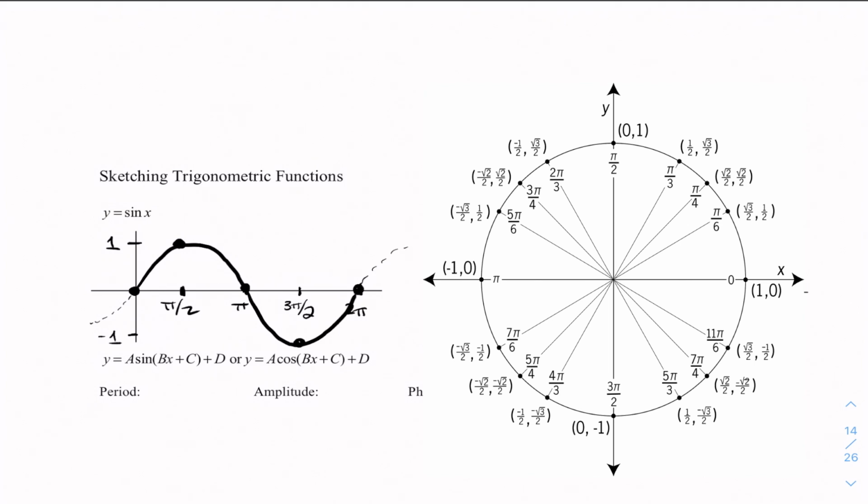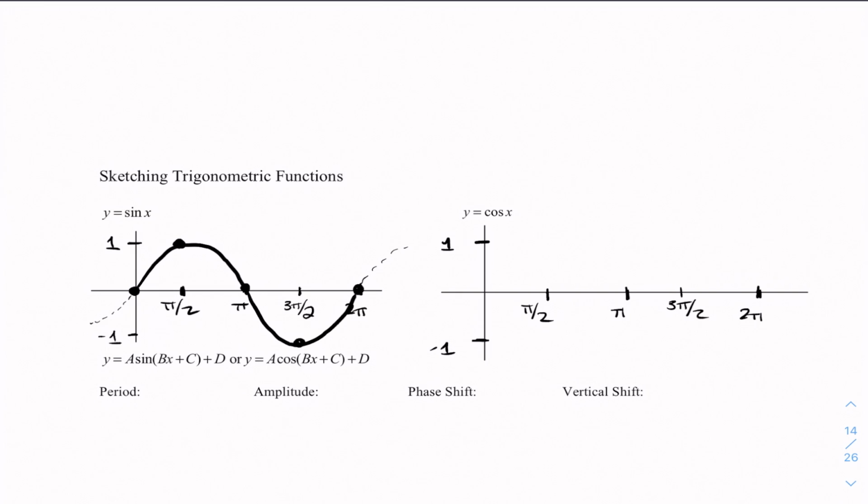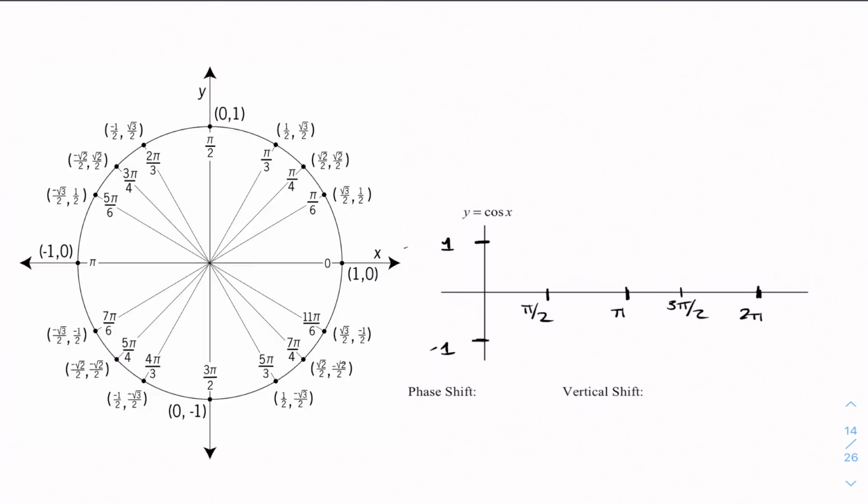Likewise, if we were graphing cosine, we are looking at the x values. So if we look at the x value along the unit circle, we see that the x value at 0 degrees or 0 radians is 1. At pi over 2, the x value is 0. At pi, it's -1. At 3 pi over 2, it's 0. And at 2 pi, we are back to 1. So whereas sine starts at the origin, cosine starts at the amplitude. But otherwise, they are just half a phase different from each other.